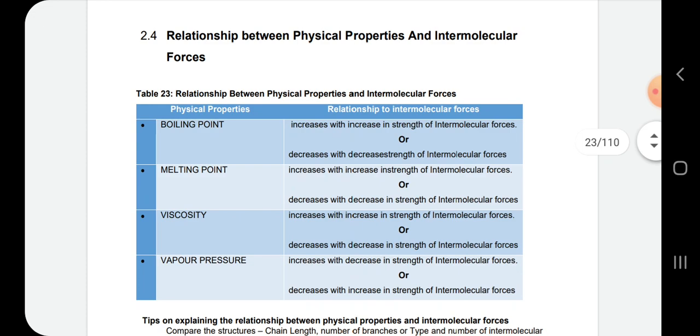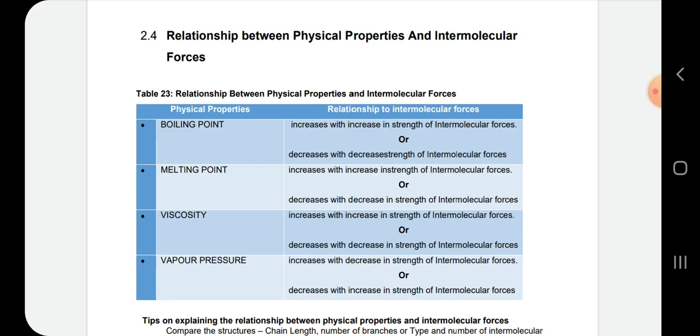So, the relationship between physical properties and intermolecular forces. Okay, so boiling point: boiling point increases with increase in strength of intermolecular forces. So as the intermolecular forces get stronger, the boiling point also increases. The energy it takes to boil that molecule is higher.